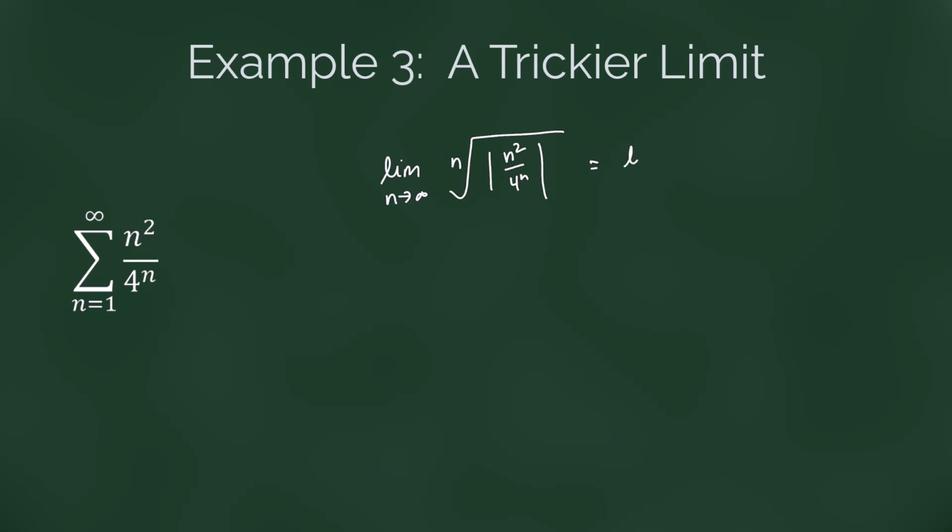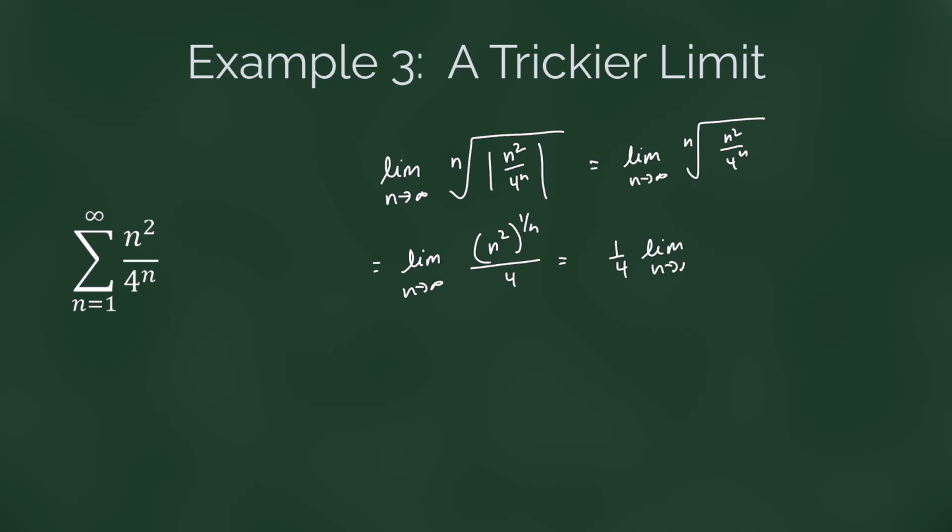Those terms are always positive, so we don't need to worry about the absolute value. So now we have the nth root of n squared over 4 to the n. And that means we're taking the limit as n goes to infinity of n squared to the 1 over n over 4. So that is 1/4 the limit as n goes to infinity of n to the 2 over n.